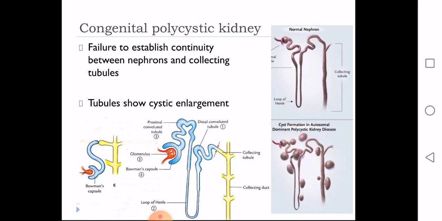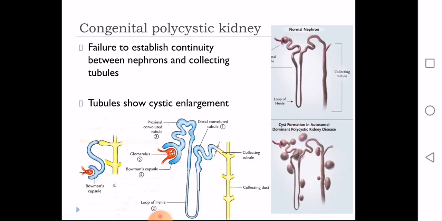Then by the end of the development there will be a connection between the derivatives of the two parts, the excretory part and the collecting part. So that is what is happening normally. Now what happens if this continuation is not established? If there is a failure to establish continuity between the nephron and the collecting tubule, the collecting tubules will start to show cystic enlargement.